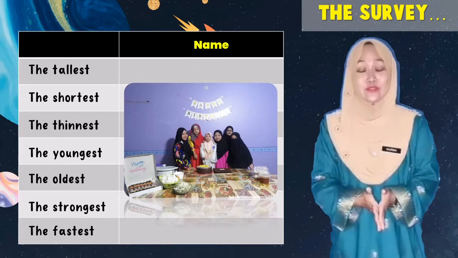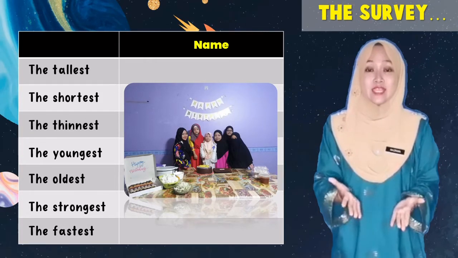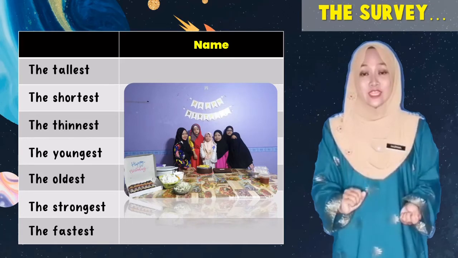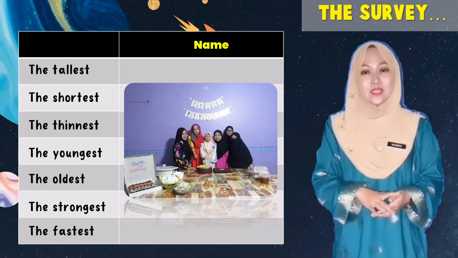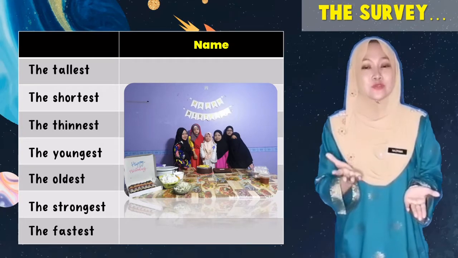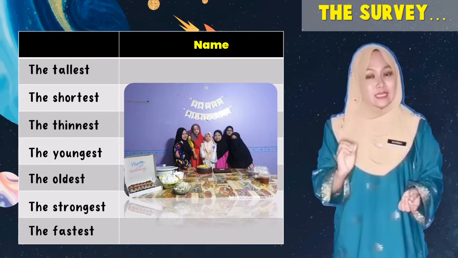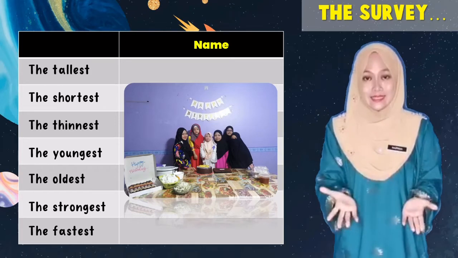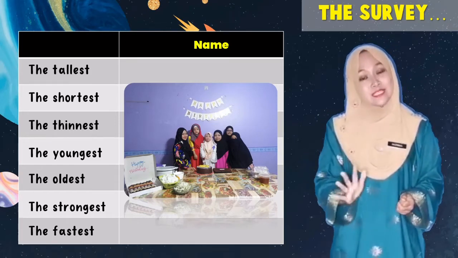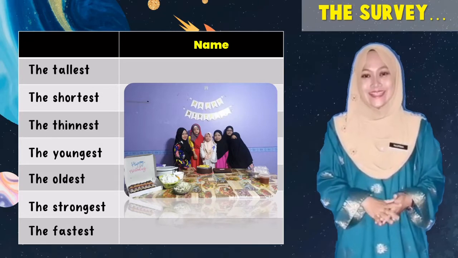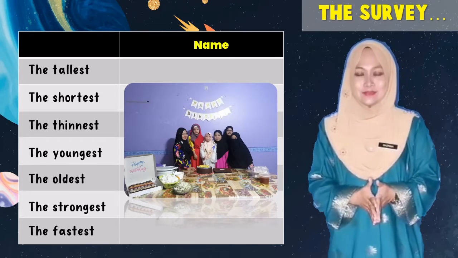So what you have to do is that you have to carry out a family survey by asking your family members using the superlative forms in the table. And then you have to write down their names in the spaces accordingly. Let me show you the example.